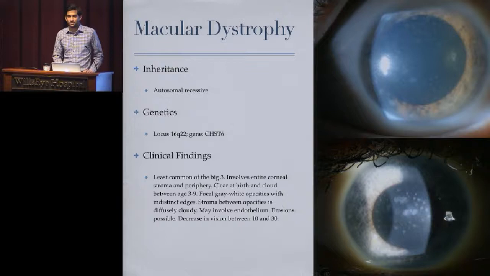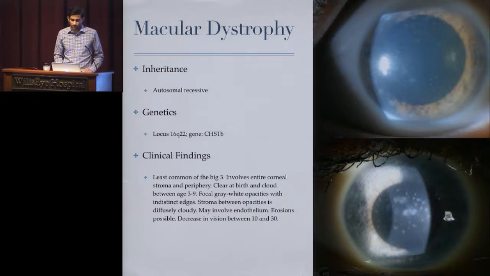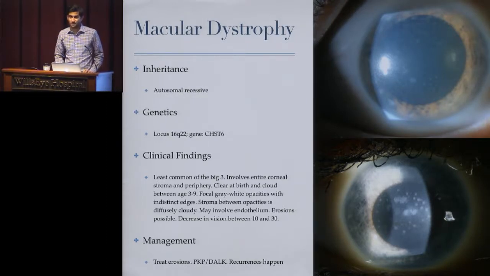And the key here is the stroma in between the lesions is cloudy compared to granular where it's clear. It can go all the way to the endothelium, so it involves the full thickness of the cornea. Typically these patients will notice a decrease in vision at some point between the age of 10 and 30. Same thing, treat erosions. Typically PTK doesn't work for this, the lesions are too deep, so PKP or DALK. But recurrences are more common in this compared to granular in the graft.